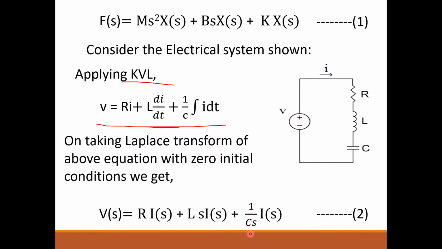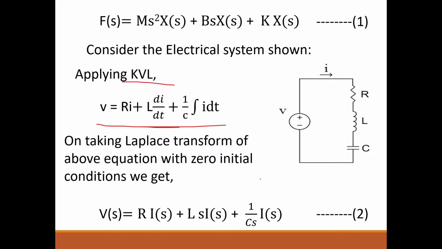1 by C, you just write it as it is. Integral of I dt is I of s by s. So you will get this equation 2 by taking the Laplace transformation of the above equation. What do you get? V of s is equal to R into I of s plus L S I of s plus 1 by C S I of s. So this is our equation 2. So we have two equations now, equation 1 and equation 2.